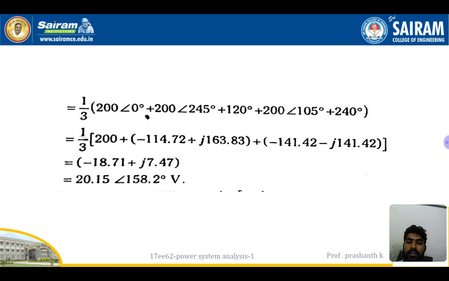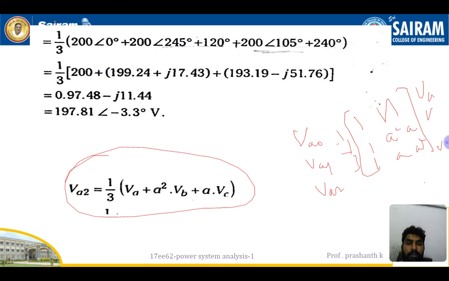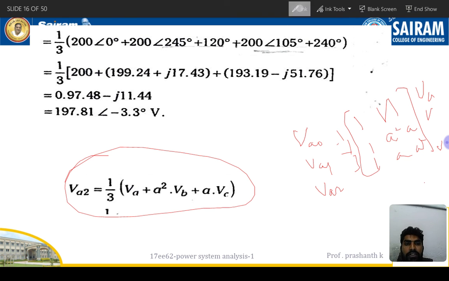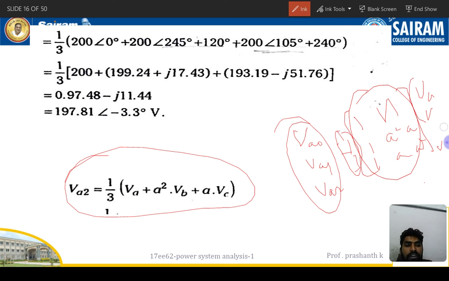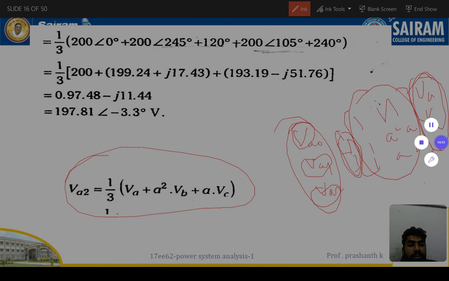Just remember this formula. This formula is very important for calculation of sequence components: this 1 by 3 and then this matrix times VA, VB, VC. Suppose sometimes they give the VA0 value, VA1 value, VA2 value, and we need to calculate VA, VB, VC. At that time we will have a formula like this: VA, VB, VC is equal to the matrix 1 1 1 times VA0, VA1, VA2. There is no 1 by 3. Okay. Keep that in your mind, and then solve the problems based on the questions.